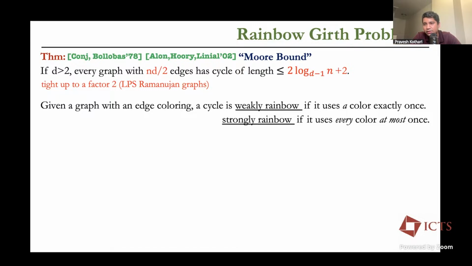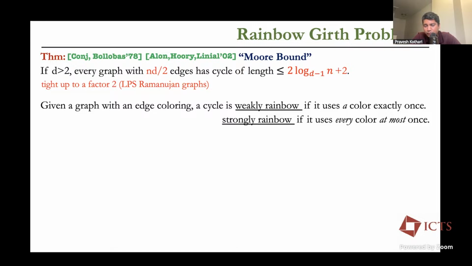So every edge has a color. When you take a cycle, you're going to use various colors various many times. I'm saying it's weakly rainbow if it uses one color exactly once, and perhaps a more meaningfully defined term is strongly rainbow, where a cycle is strongly rainbow if it uses every color at most once. So basically no color is repeated. That's basically the meaning of a rainbow and weakly rainbow cycle. Now the question I'm going to be interested in is: how many edges do I need to have in a graph in order to ensure that every graph with that many edges has a weakly rainbow cycle or a strongly rainbow cycle?